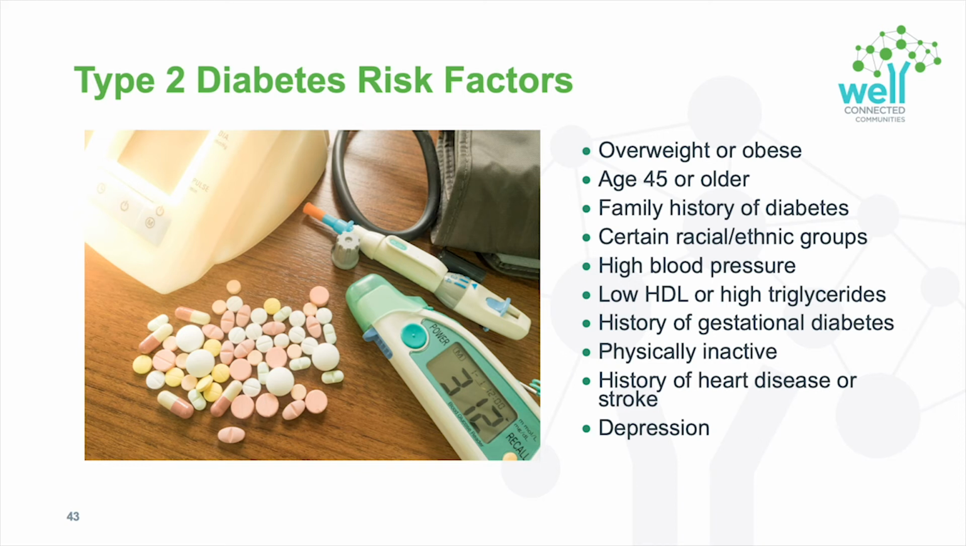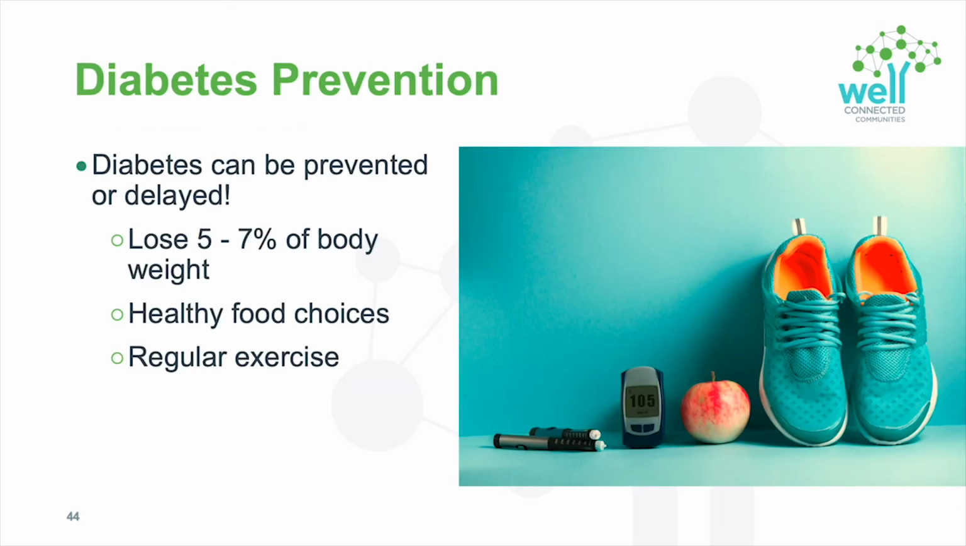Research shows diabetes can be prevented or delayed for those diagnosed with prediabetes. This is great news. The first thing a person can do is lose weight if they are overweight. Studies show that diabetes risk is lowered by losing just 5 to 7% of body weight. For a 200-pound person, that's a weight loss of 10 to 14 pounds. Making healthy food choices and exercising regularly can also help.